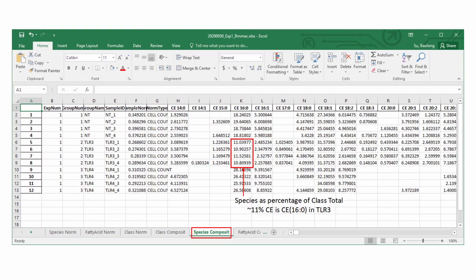On the Species Composition tab, each individual species is calculated as a percentage of that particular subclass. As an example, cholesterol ester 16-0 represents approximately 11% of all cholesterol esters in the TLR3 stimulated condition. This type of analysis can provide valuable insights. While all cholesterol esters are increased in absolute content in the TLR3 stimulated condition, the percentage of cholesterol ester 16-0 decreases in comparison to the not treated condition because other cholesterol esters show greater increases.